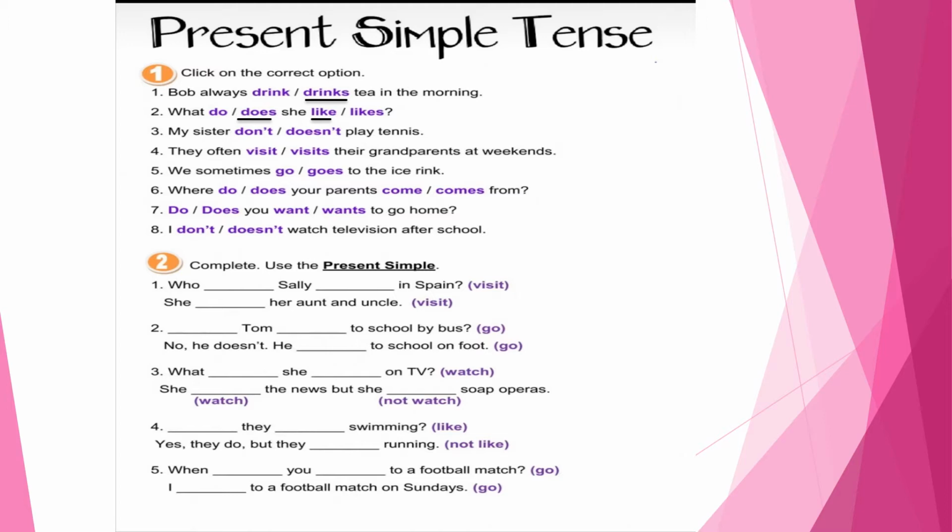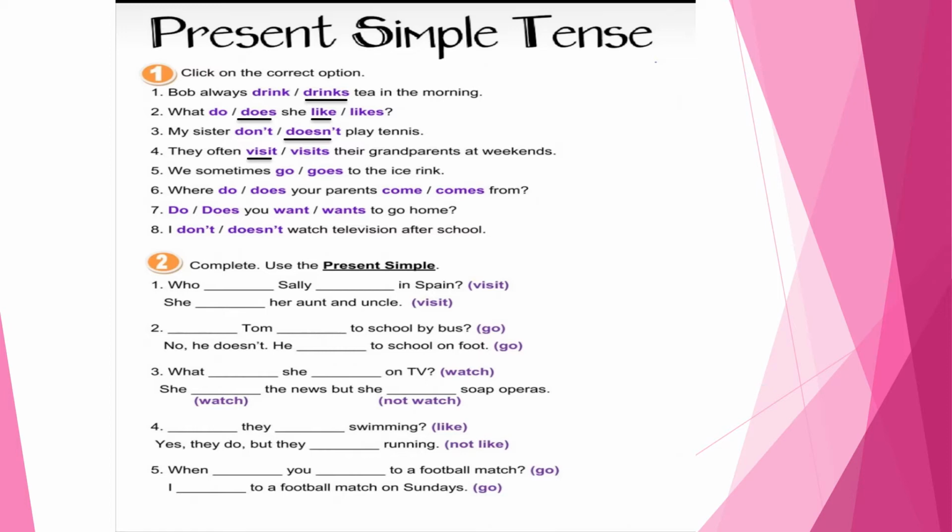Number three, my sister don't or doesn't play tennis. Your subject here is my sister. Okay, if you cross it, you will add the pronoun she. So she doesn't, or my sister doesn't play tennis. Number four, they often visit or visits their grandparents at weekends. Your subject is they, okay? So you have to add nothing to your verb. You will keep your verb as it is, so you will choose visit. They often visit their grandparents at weekends.